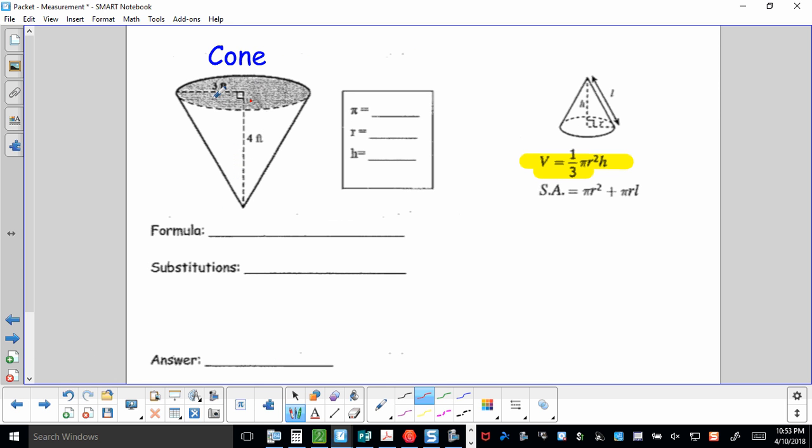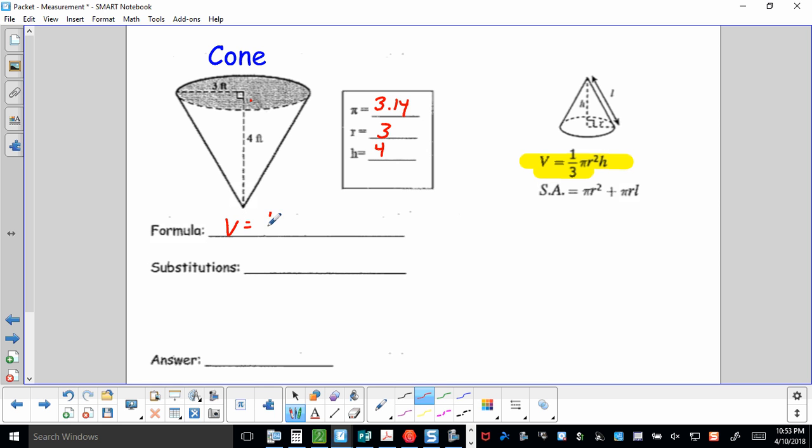And we have a cone here. So for the cone, the volume is 1/3 pi r squared times the height. So we know pi r squared is the base, the area of a circle. So it's really 1/3 the area of the base times the height. So we'll put in what we know, 3.14. We have a radius of 3 and a height of 4.